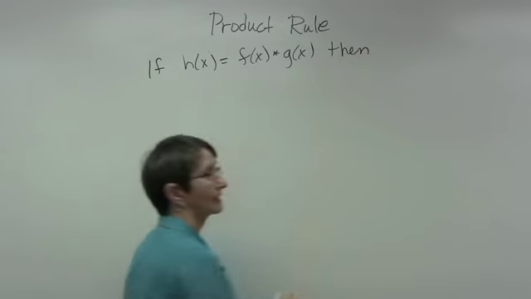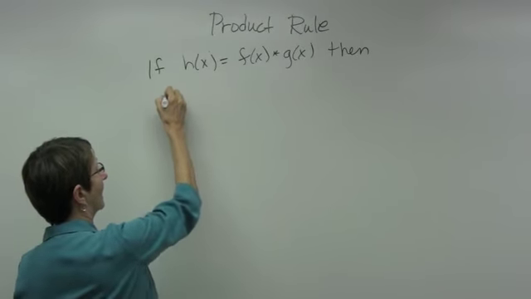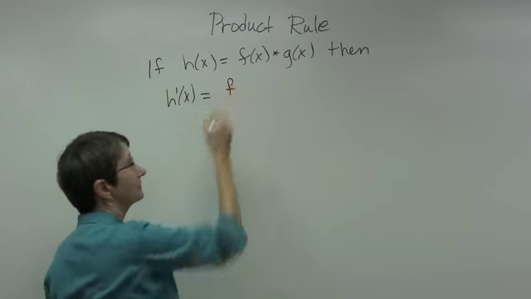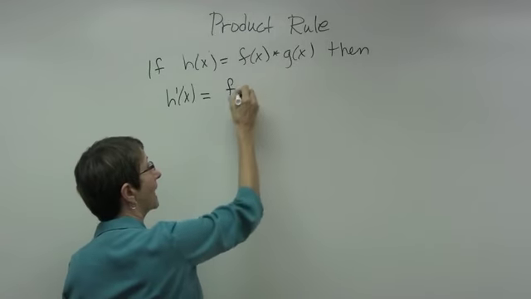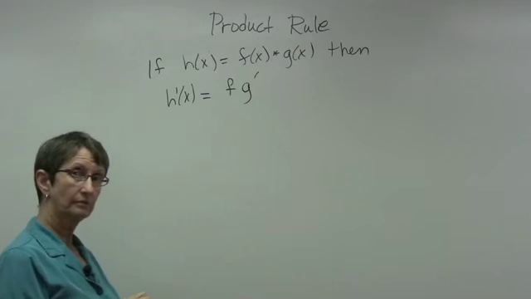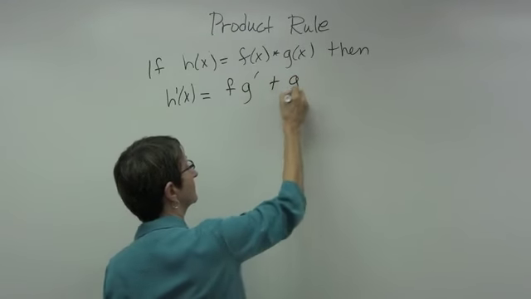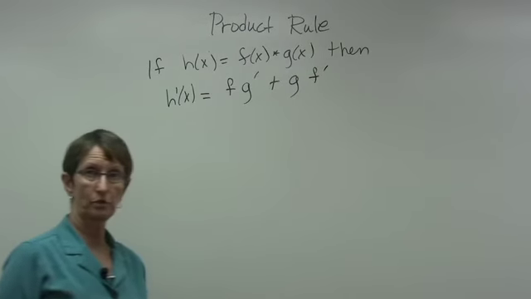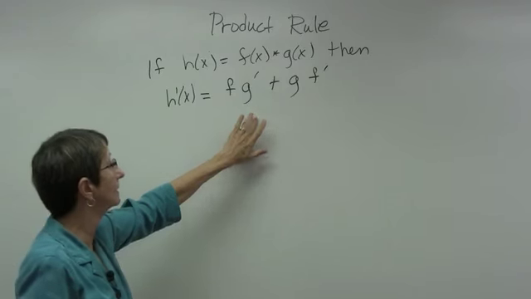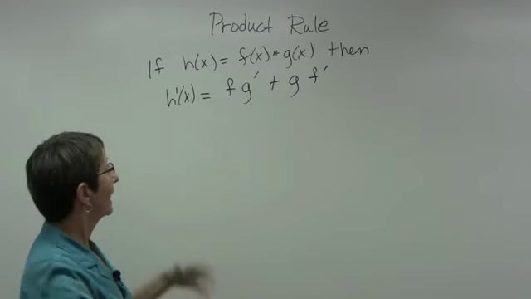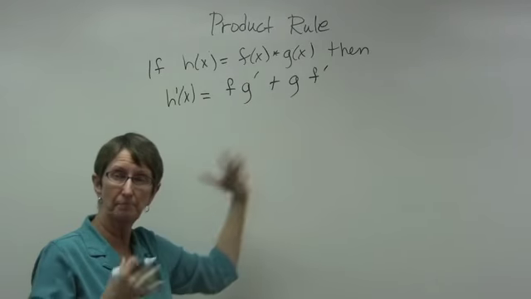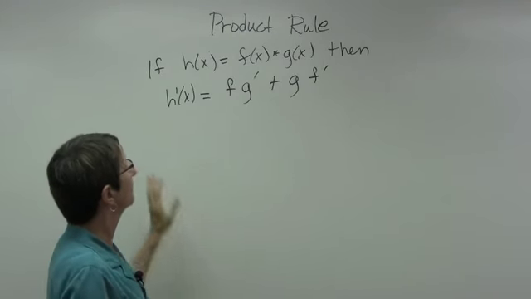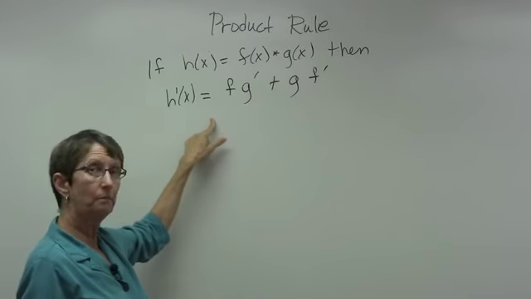Then we can write the derivative h prime as the first function f of x times the derivative of the second function plus the second function g of x times the derivative of the first. So I have first times derivative of the second plus second times derivative of the first. And people say these differently, memorize them different ways. So if you've already got a way that you remember it, that's fine. It's not a problem. This is the standard that we usually use, though.